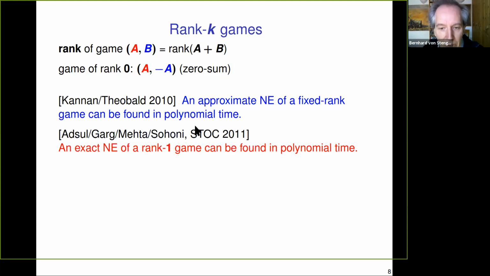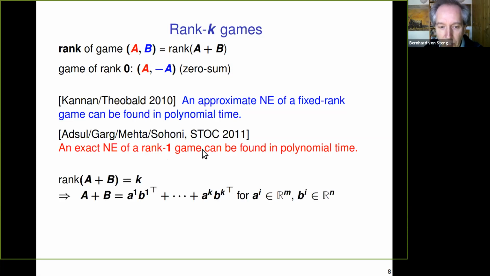Now, the paper that we are extending here started with a paper from 2011 by my co-authors, which said that an exact Nash equilibrium of a rank 1 game can be found in polynomial time. Before we had only approximate equilibria, now this is an exact equilibrium. Okay, so the main story about rank is the following. When you have a matrix of rank k, then you can represent it as a sum of rank 1 matrices. So a rank 1 matrix is a column vector times a row vector.